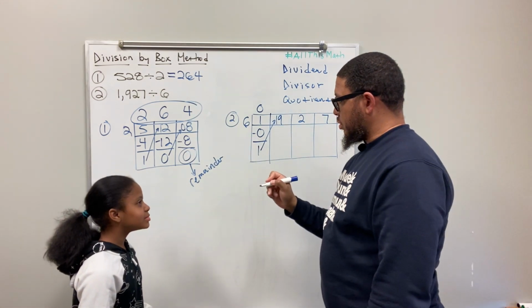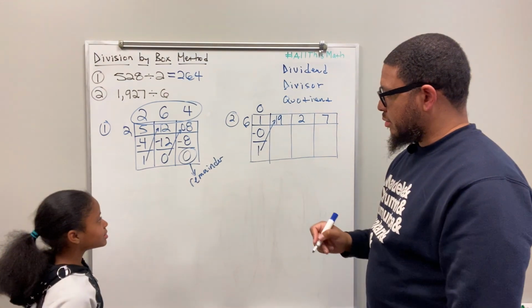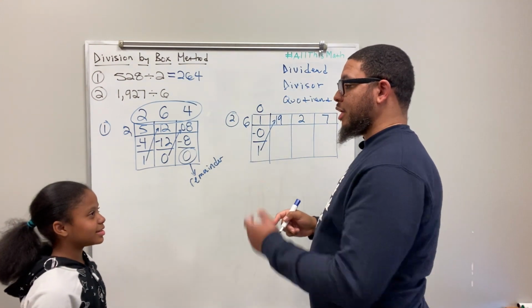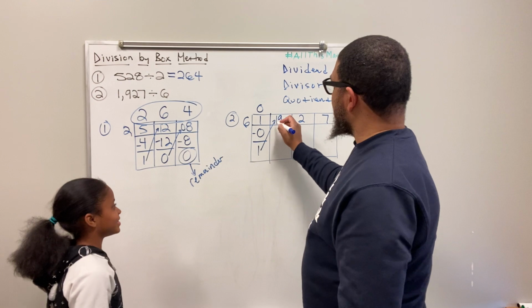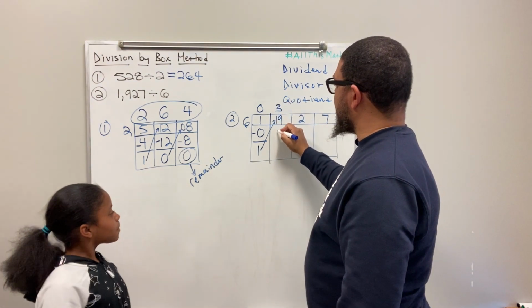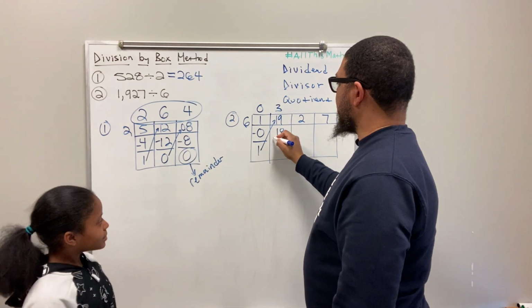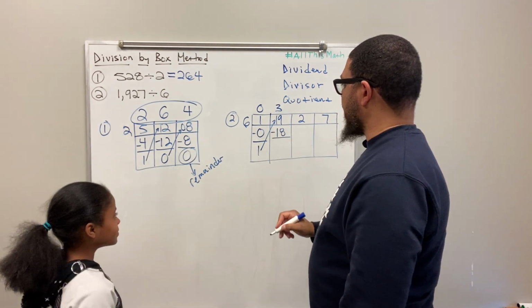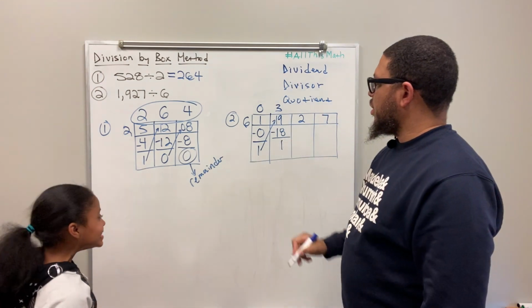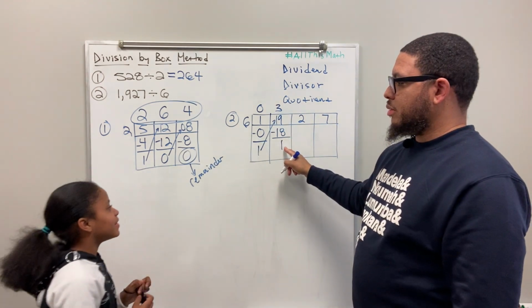6 times what equals a number close to 19? 6 times 3. And 6 times 3, what does that equal? 18. Right. So we put a 3 up here. And then 6 times 3, you said, was 18? Mm-hmm. Right, 18 right here. And then we subtract. And what's 19 minus 18? 1.